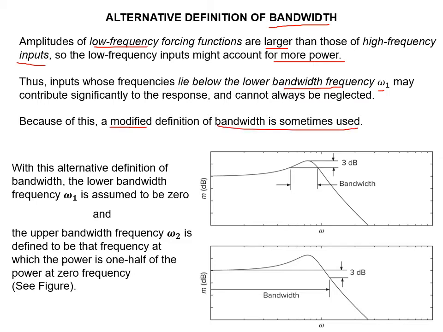With this alternative definition, the lower bandwidth frequency omega 1 is assumed to be 0, and our upper bandwidth frequency, omega 2, is defined to be the frequency at which the power is 1/2 of the power at the 0 frequency.